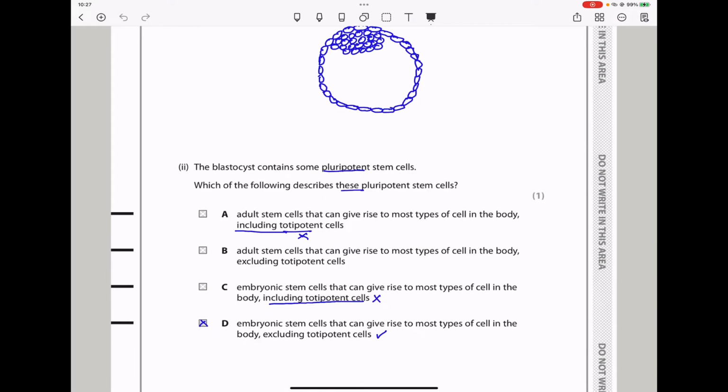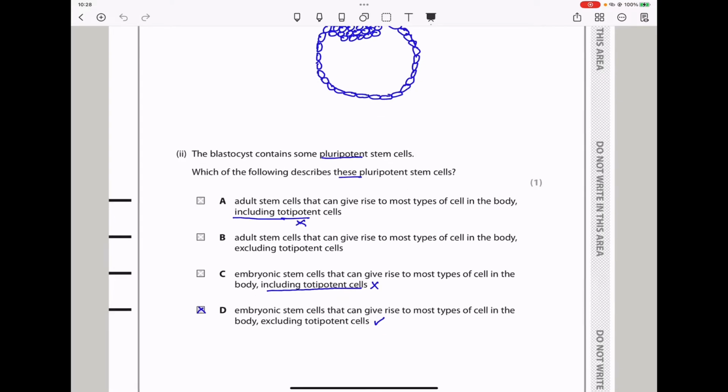Next, they say the blastocyst contains some pluripotent stem cells. Which of the following describes these pluripotent stem cells? A says adult stem cells that can give rise to most of the cell types in the body. Because they said blastocyst, these are not adult stem cells. So anything that has adult is out. So they say embryonic stem cells that can give rise to most cell types in the body, including totipotent. They never give rise to totipotent, so that is wrong. And then embryonic stem cells that can give rise to most cells in the body, excluding the totipotent, that is right. So D is the answer.